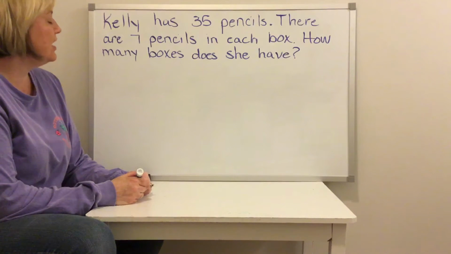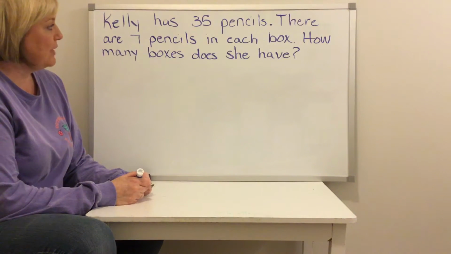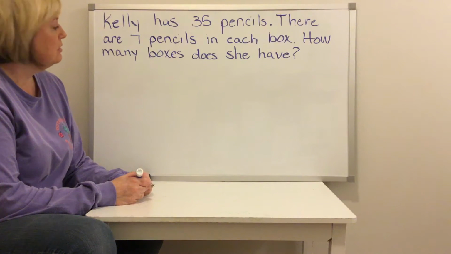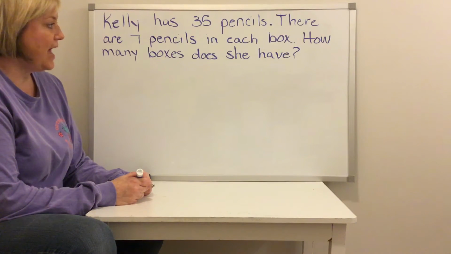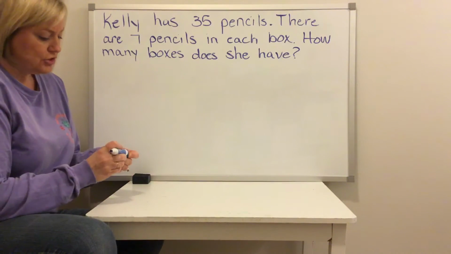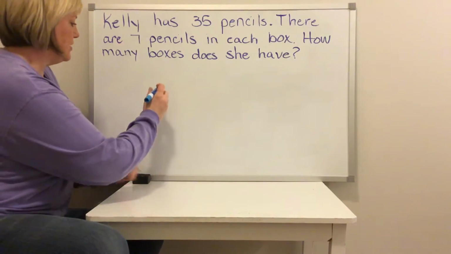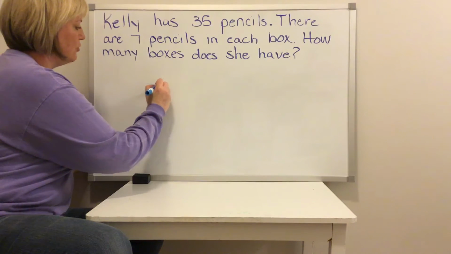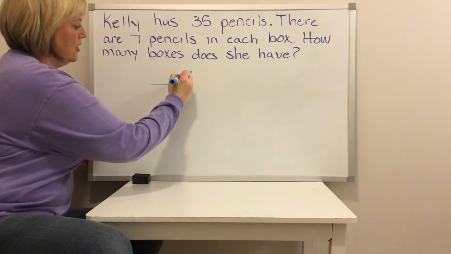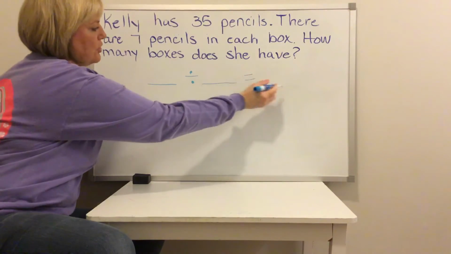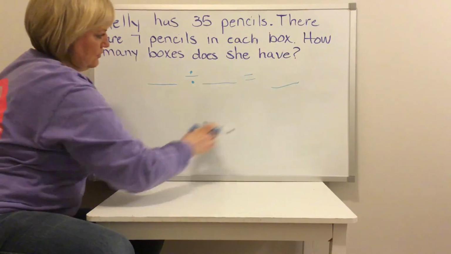So here we have, Kelly has 35 pencils. There are 7 pencils in each box. How many boxes does she have? So first of all, we need to take that information and figure out what our problem is. So something divided by something equals something.